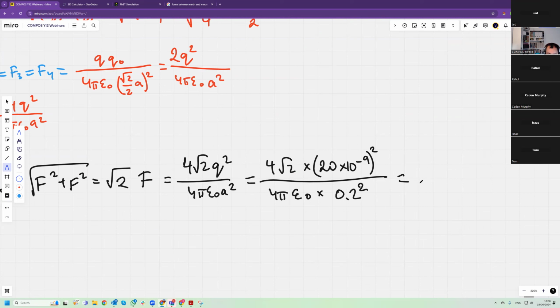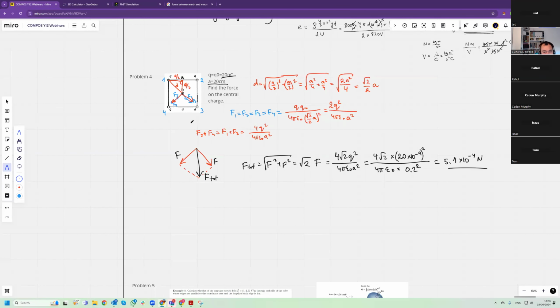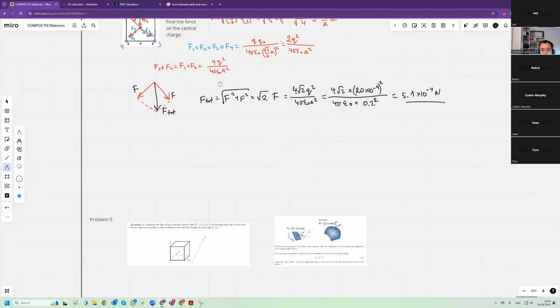So 4 square root of 2 multiplied by 20 times 10 to the minus 9 squared, divided by 4 pi times the constant 32 multiplied by 0.2 squared. So it's 5.1 times 10 to the minus 4 newtons. That's the total force. That's how you do it. You just find one force and then add them together.